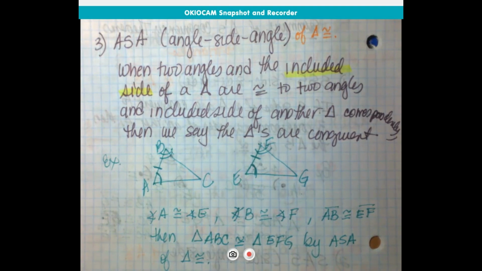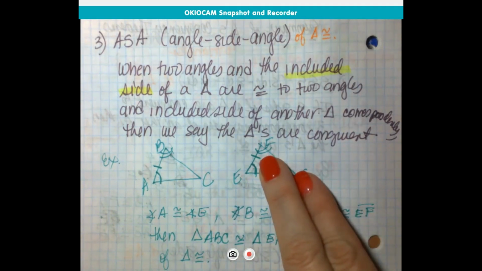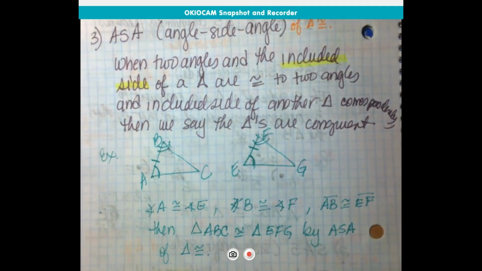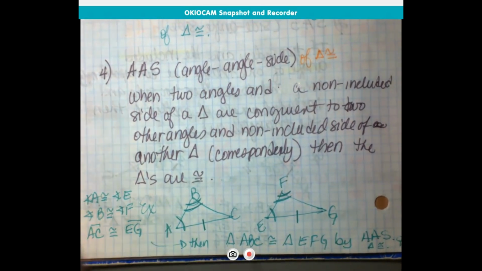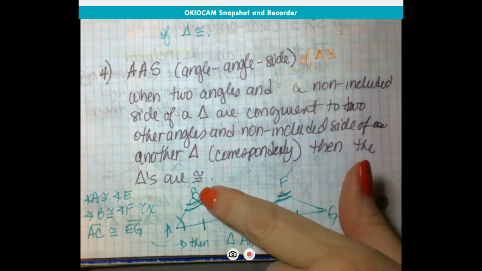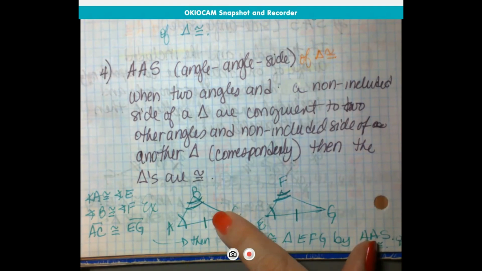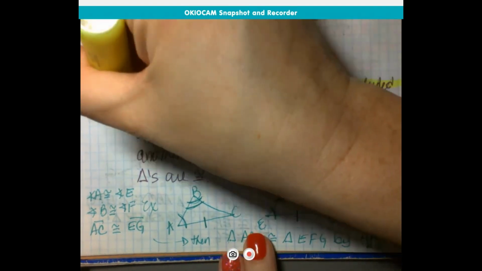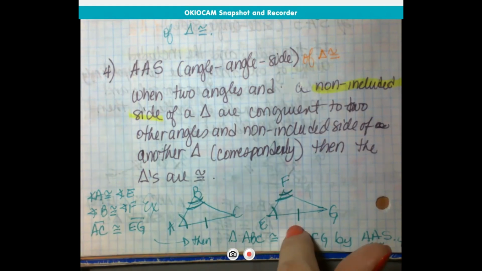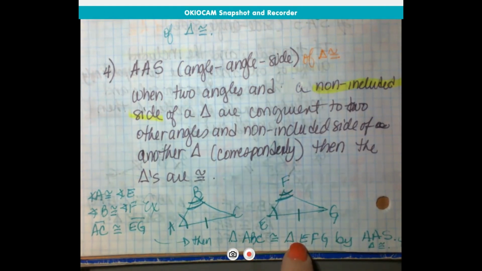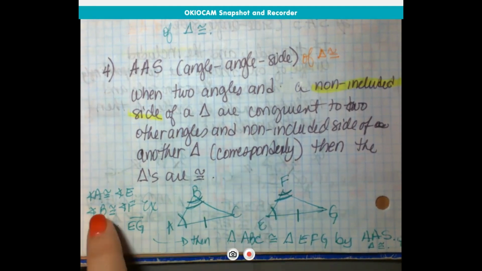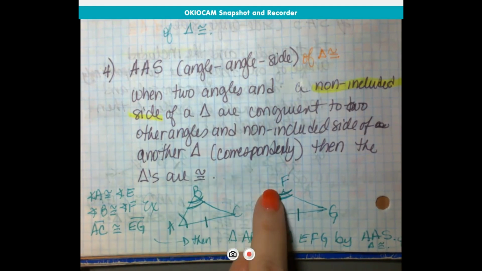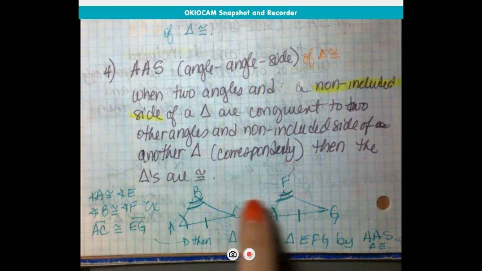Okay, that's 3. 4, it looks similar, but it's not the same because as you see in here, the side is included. In the next one, the side is not included, and it's called angle angle side because you're going to have 2 angles and a non-included side of the triangle. Then you can conclude that the triangles are congruent by angle angle side of triangle congruency. So you see, you're saying angle A is congruent to angle E, angle B is congruent to angle F, and side AC is congruent to side EG.